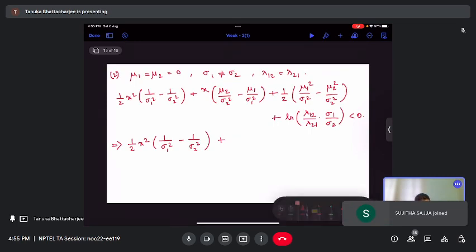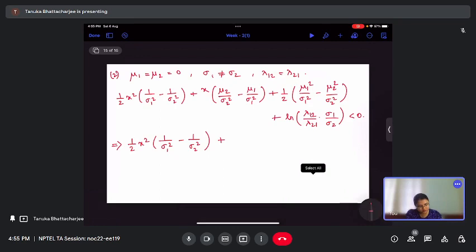And the fourth term will become ln of sigma 1 by sigma 2, because lambda 1 2 equal to lambda 2 1. This is less than 0. Then you take the action alpha 1.